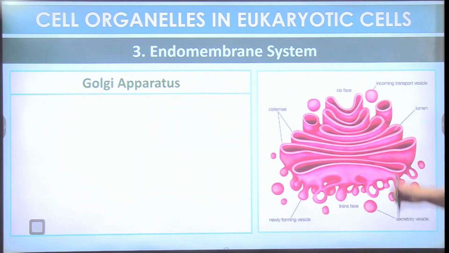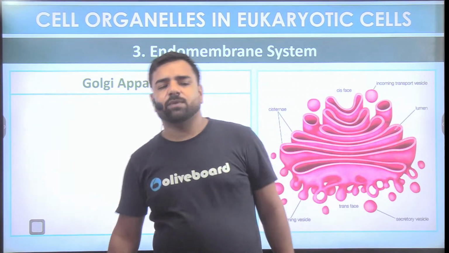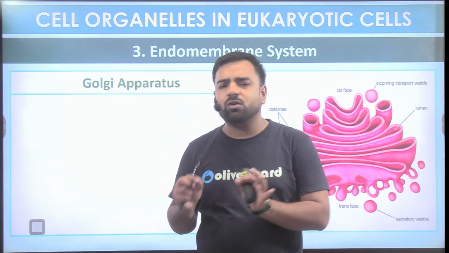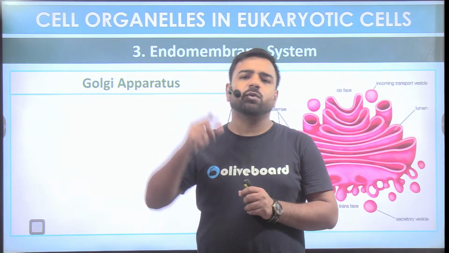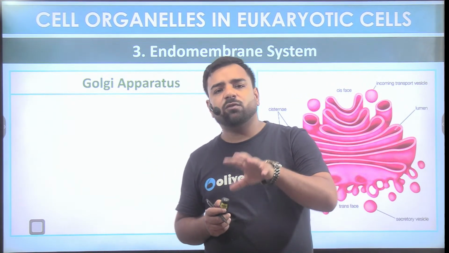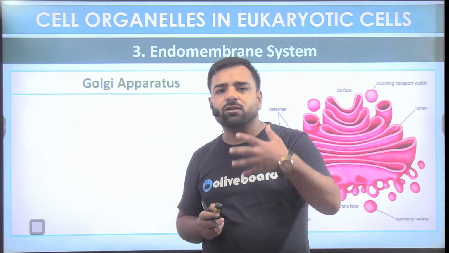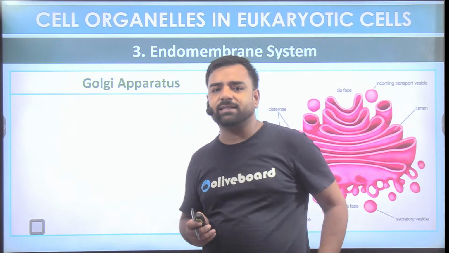Now the Golgi apparatus. This is the cis face, this is the trans face. This is the Golgi apparatus where intracellular transportation takes place. But it's not only limited to intracellular transportation, even the modification of proteins takes place. That's a question which was asked in the examination. They'll give you four options and ask where modification of the proteins is taking place. The modification of the protein takes place at this particular location.